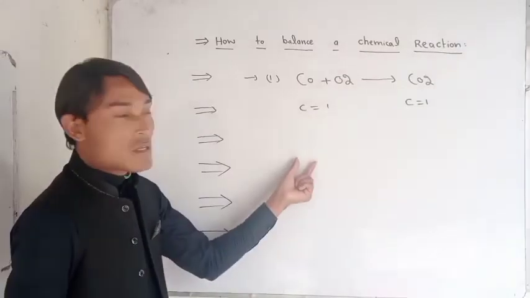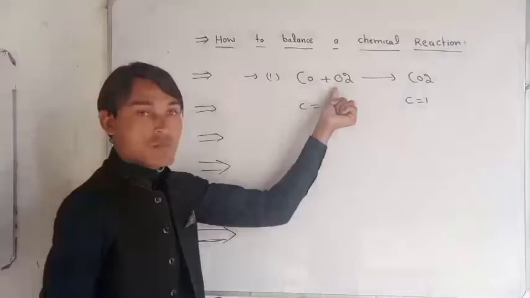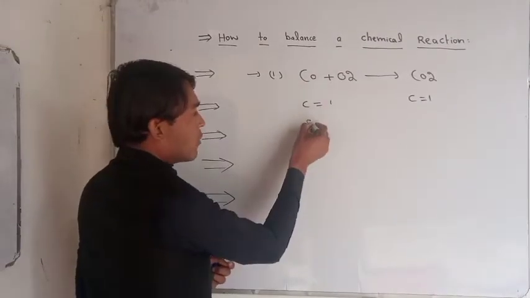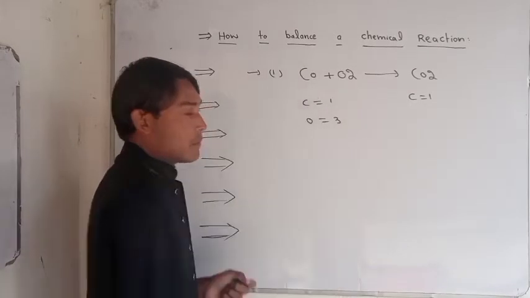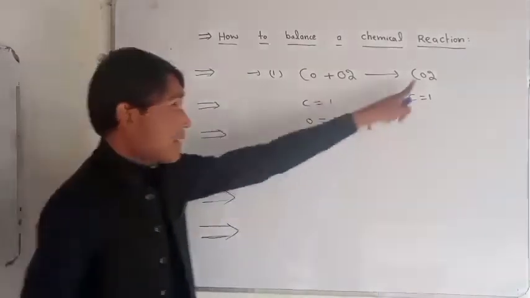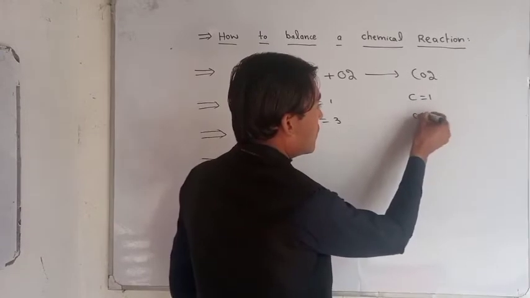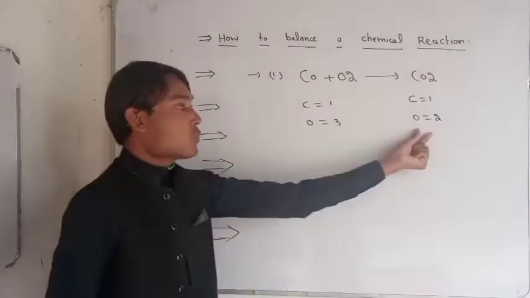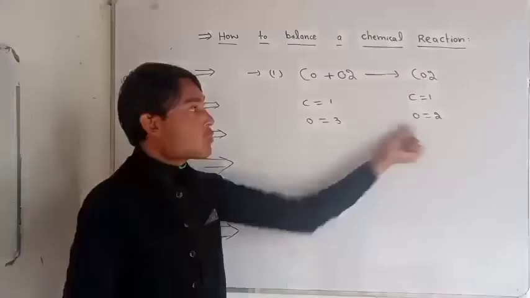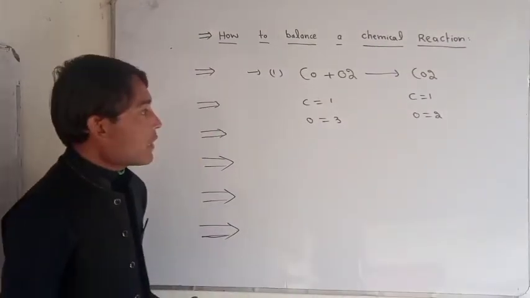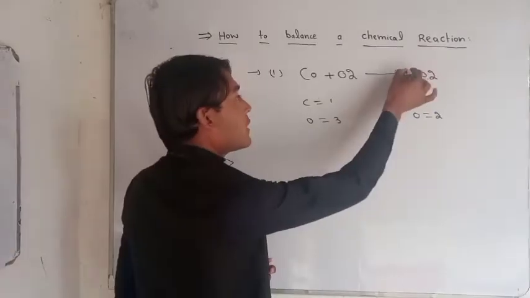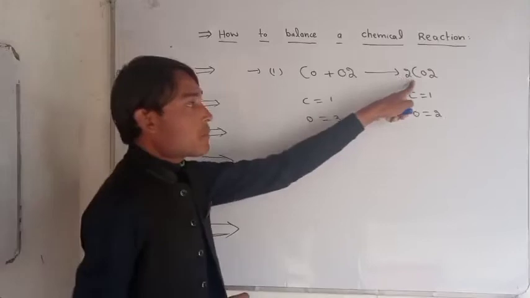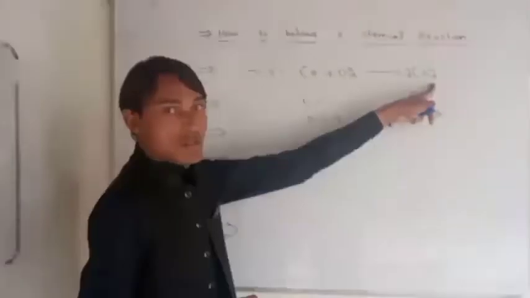The third step is to choose oxygen. Now the number of oxygen here is 1 plus 2, so the number of oxygen is 3. And here the number of oxygen is 2. So 3 and 2, oxygen is imbalanced. So what will we do here? If we add a 2 here, the number of carbon is also increased and the number of oxygen is also increased.